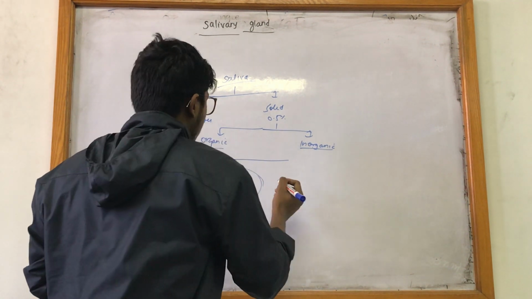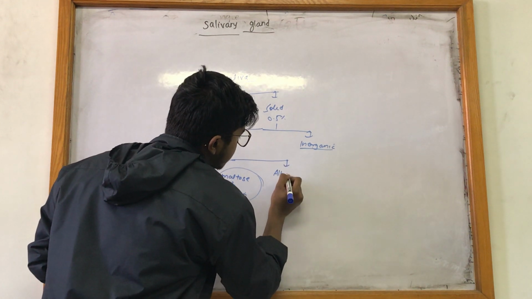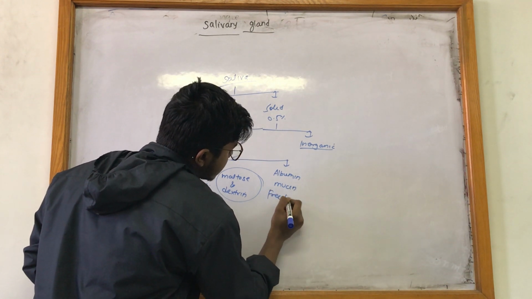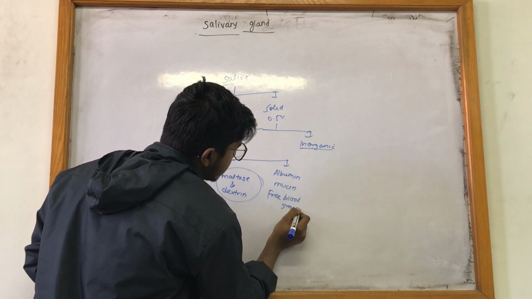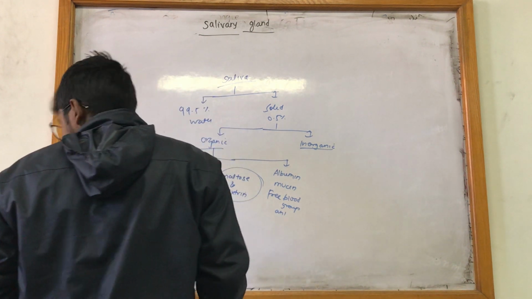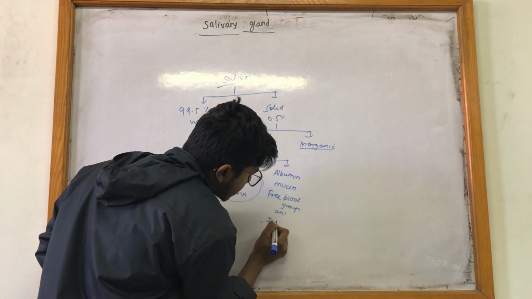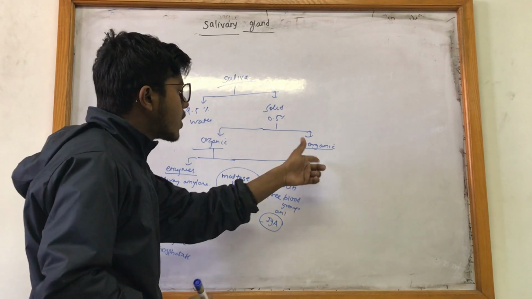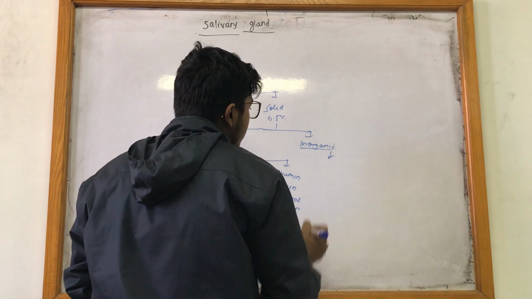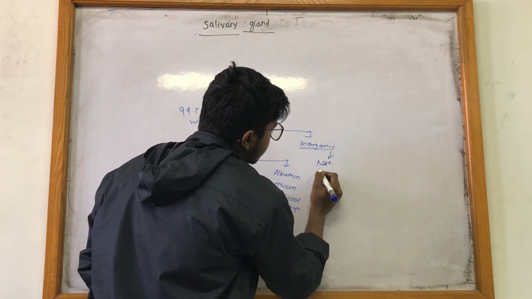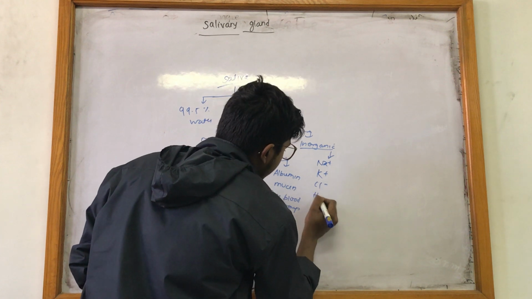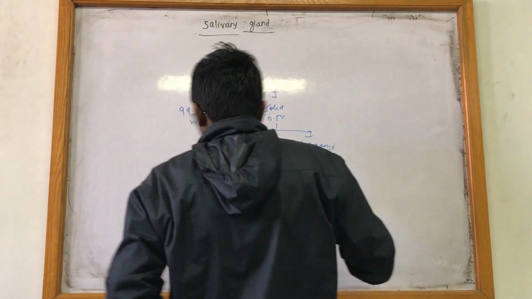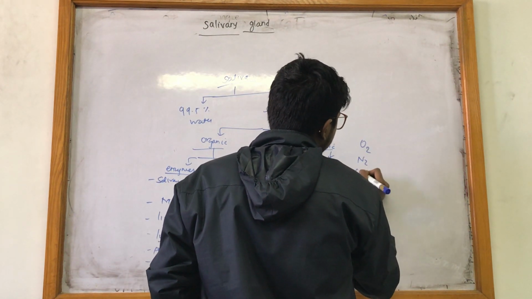Now coming on to the other substances. It has albumin, mucin, free blood group antigen. Then the IgA antibody. IgA is a secretory antibody, so it is found in every secretion of our body. Now coming on to the inorganic. Inorganic has sodium, potassium, chloride, bicarbonates, and a lot more things. And there are some gases as well: oxygen, nitrogen, and CO2.